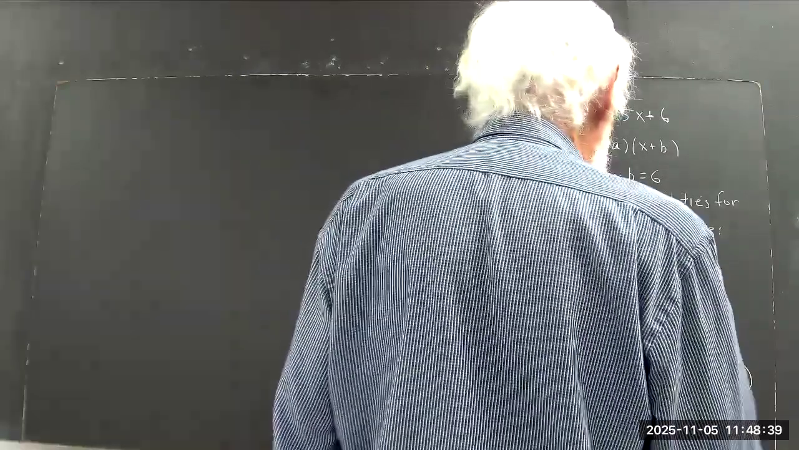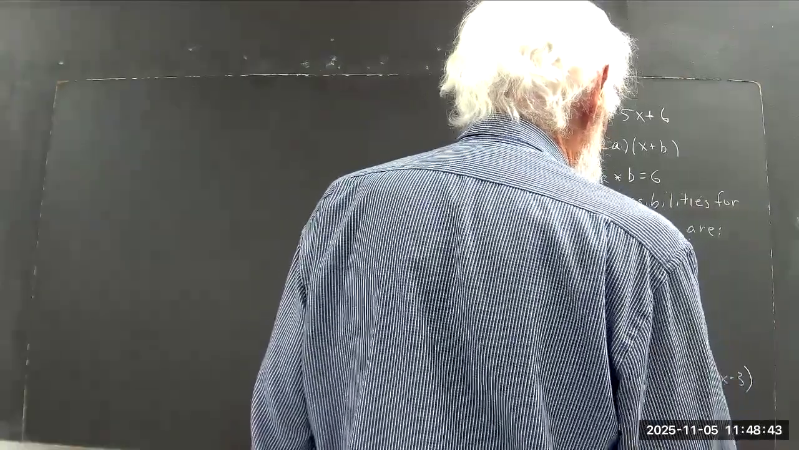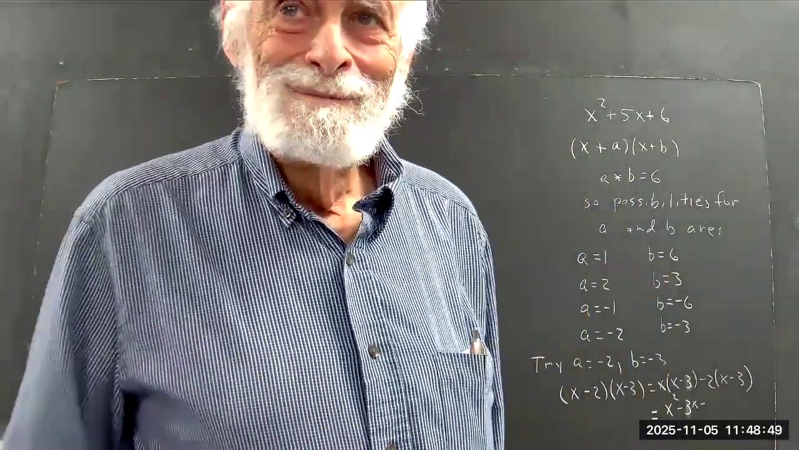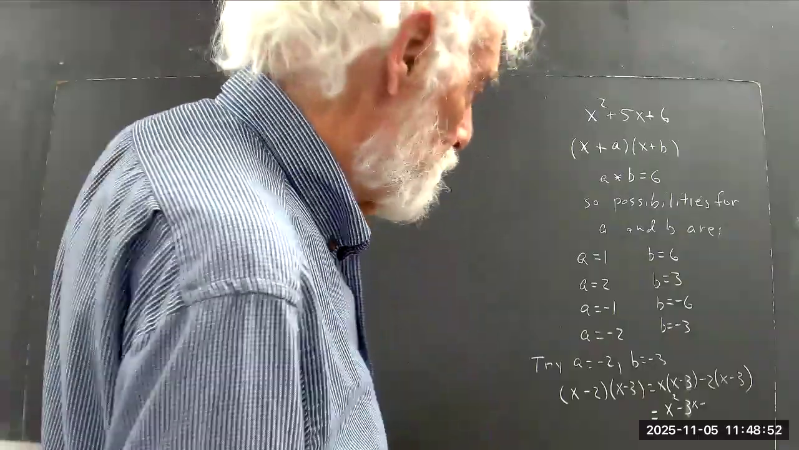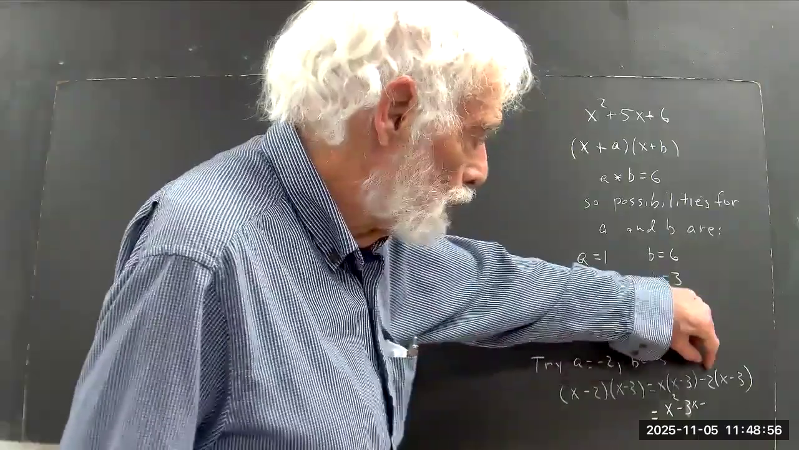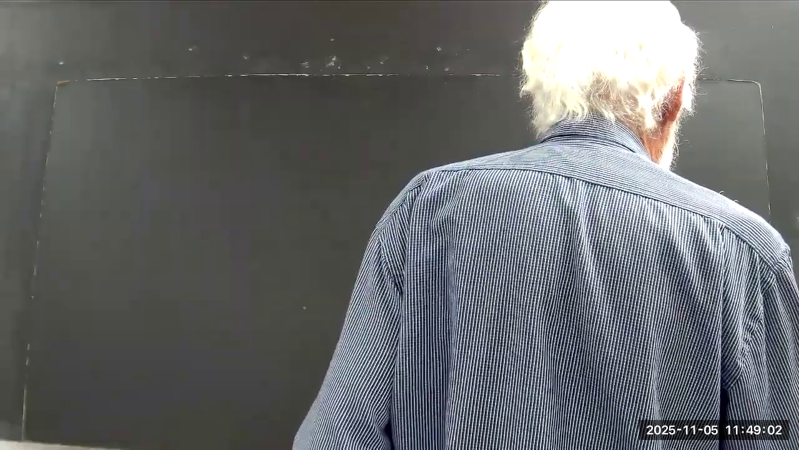that should be x minus 3. It's x minus 2 times x minus 3. I knew I'd written something wrong, but I couldn't find it. Once you write it down, it's like invisible. Okay, so apologize for that. It's this times x minus 3 minus 2 times x minus 3. And that gives you this.